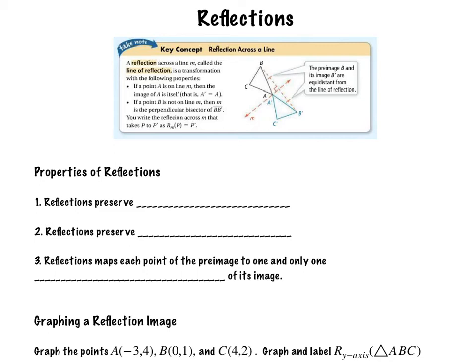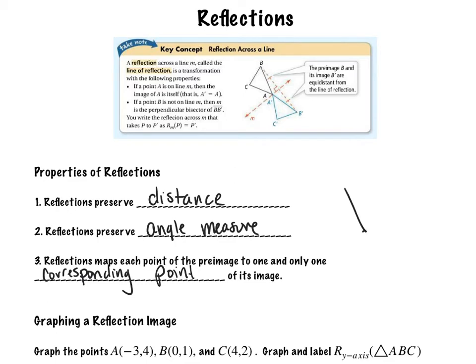So today we're going to look at how reflections work on a graph. A couple things to keep in mind about reflections to start: reflections preserve distance, they preserve angle measure, and they map all the points of a pre-image to one and only one corresponding point of the image, right? So based on what we talked about yesterday, this fits the definition of a rigid motion.